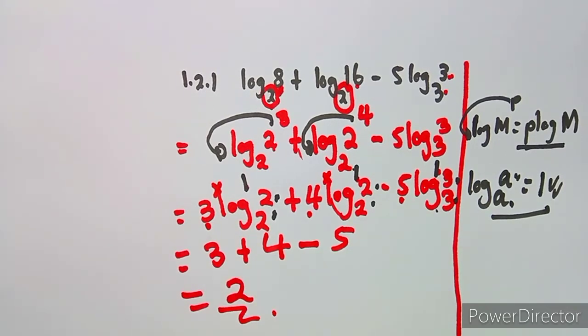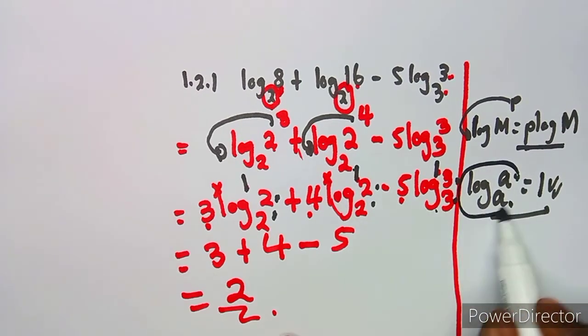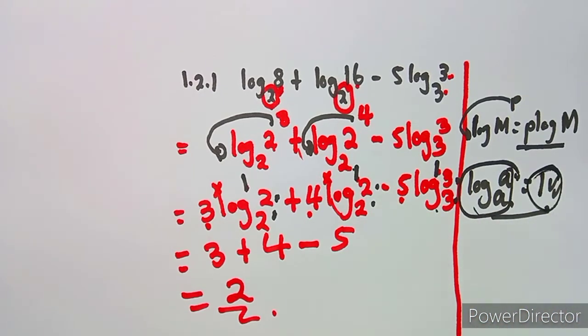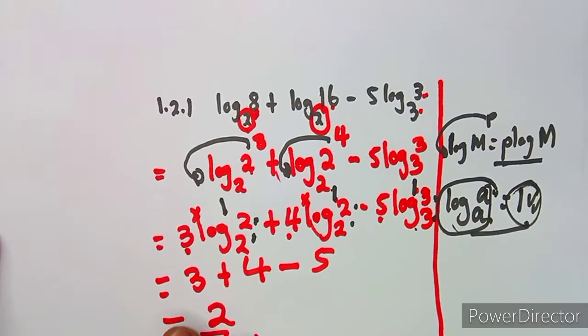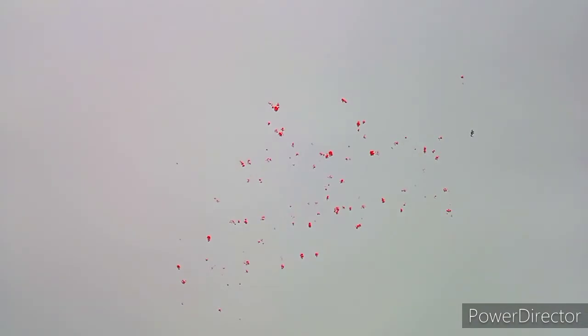So as you can see, the log is no longer there, because in place of log a base a, you're going to replace with a number which is 1, and there's no log on that number. So that's how you can actually simplify these typical questions, as you can see.